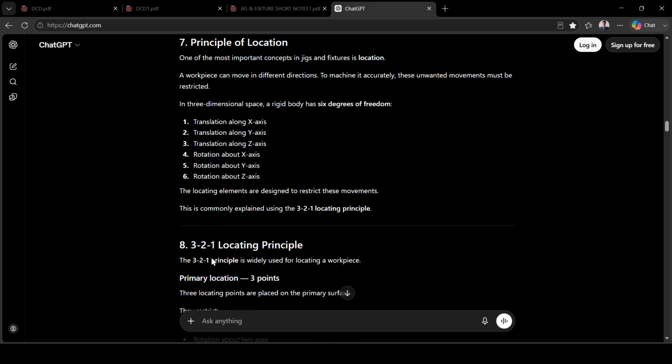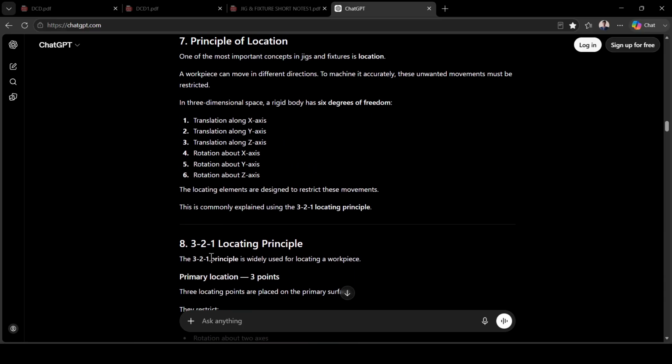Principle of location. One of the most important concepts in jigs and fixtures is location. A workpiece can move in different directions, and it must be machined accurately. These unwanted movements must be restricted. In three-dimensional space, a rigid body has 6 degrees of freedom: translation along the x-axis, y-axis, z-axis, then rotation about the x-axis, y-axis, z-axis. The locating elements are designed to restrict these movements.